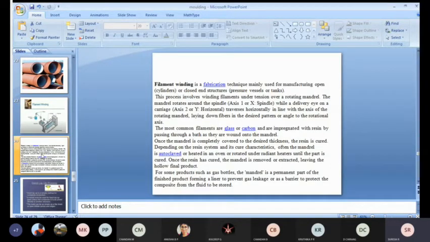So coming to the explanation for the filament winding process. Filament winding is a fabrication technique. It's mainly used for manufacturing open cylinders or closed end structures, like pressure vessels or tanks. For those cases we can use this filament winding process. In this case, the process involves winding filaments under tension over the rotating mandrel.